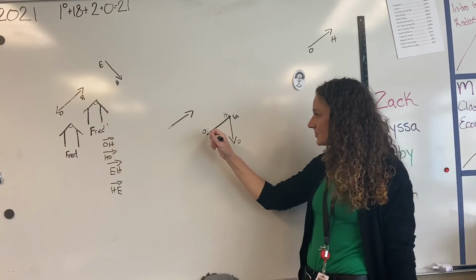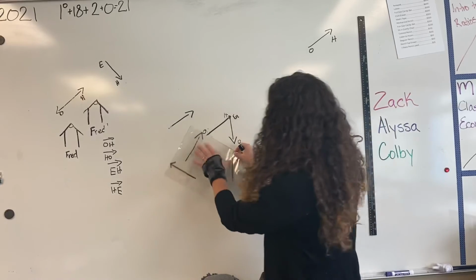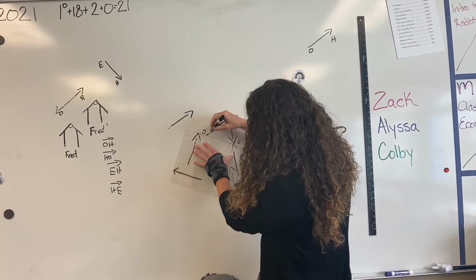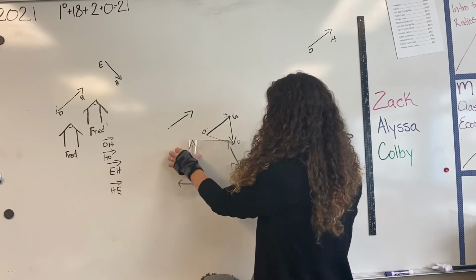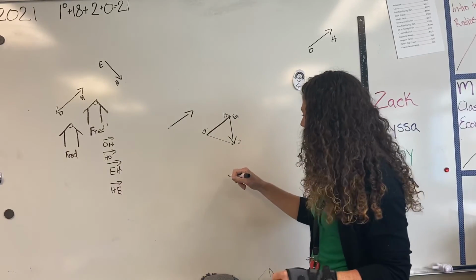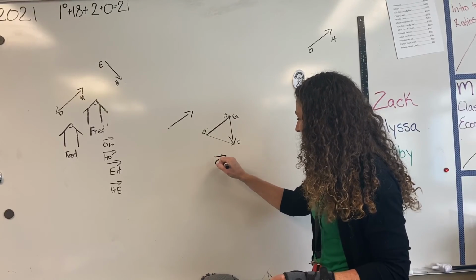When I add them, I just attach the tail of this one with the head of that one, and I could have gotten there a heck of a lot faster with one vector. See that?